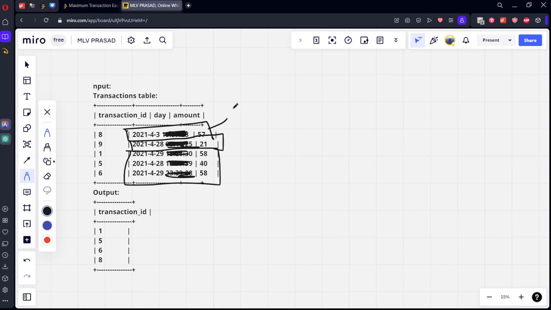This is on one single day, and this is on one single day. If you see, this is only one transaction, so this is the highest. This is also one transaction, so this is the highest. If you see, there are three transactions among which 58 and 58 are the highest transactions. So both should be returned. So what are the transaction IDs of them? 8, 9, 1, 6. Okay, I'm sorry, there are 2 8s. My bad.